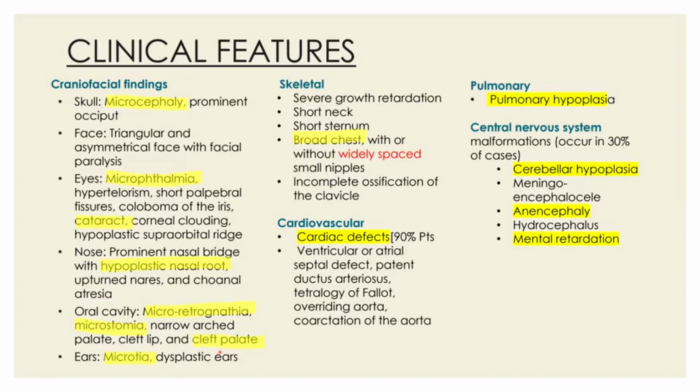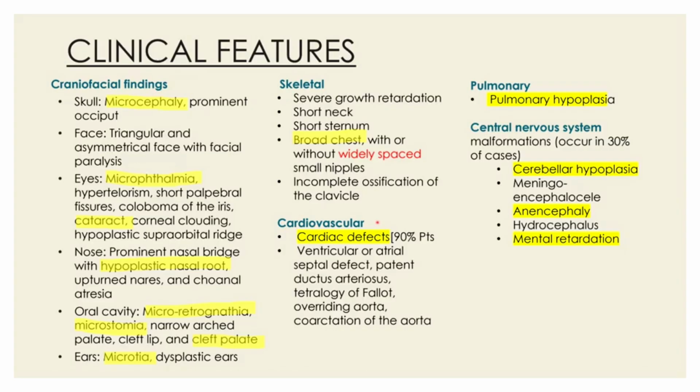The mandible is underdeveloped, the maxilla is underdeveloped, the nose, the skull, the ears, everything is underdeveloped. Microtia is smaller ears. Let's see the skeletal features. There is severe growth retardation, short sternum, broad chest, with or without widely spaced, smaller nipples. There is incomplete ossification of the clavicle. This is important. Let's see the cardiovascular features.